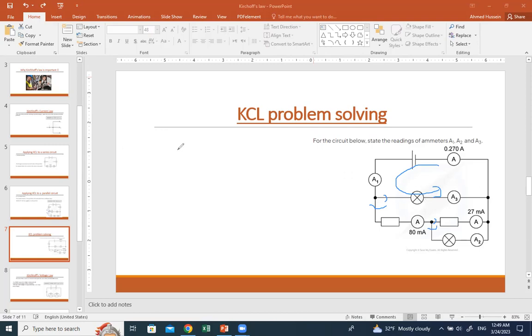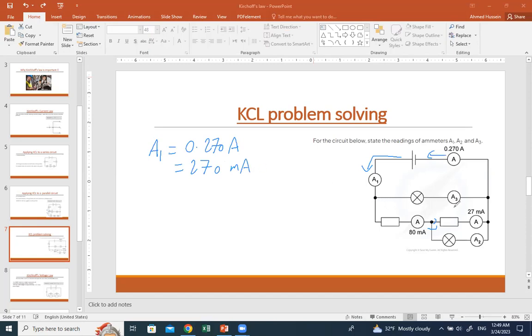Let's first start with A1, which can be easily calculated from the concept that the current leaving a battery or cell equals the current entering the cell. If we consider the conventional current moving from here, it starts as A1, and it ends up here as this 0.27 ampere. So we can easily conclude that A1 equals 0.27 ampere, which is just equal to this amount of current, or 270 milliampere.